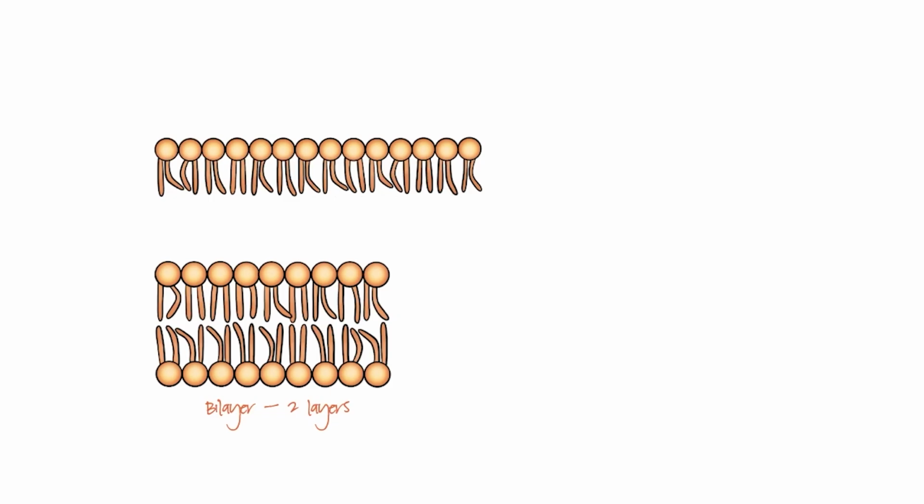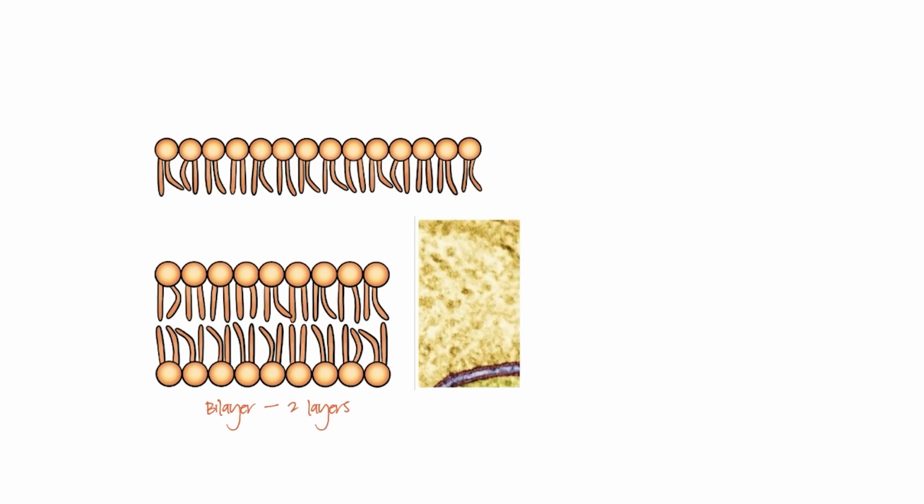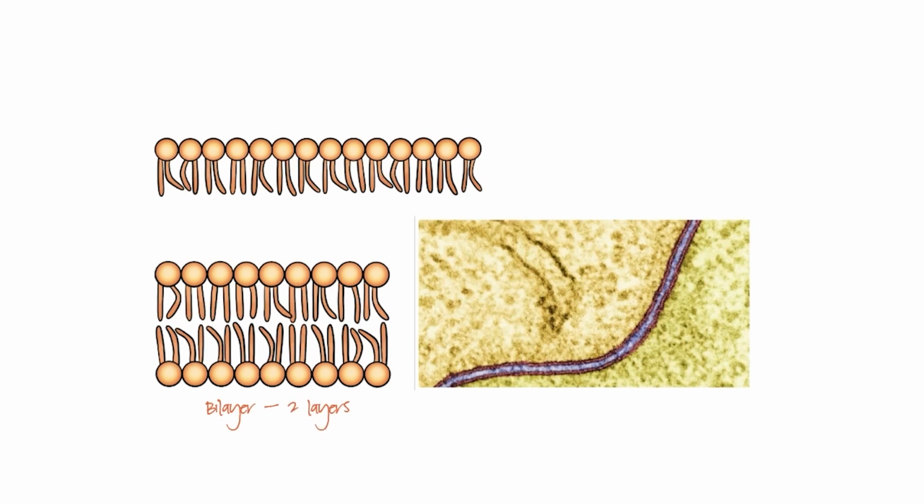We'll talk about why the phospholipids arrange themselves in this way in a bit, but for now, understand that the cell membrane is made up of a phospholipid bilayer. Now, here's where it can get a little confusing, so let's understand this properly. While the phospholipids are arranged in 2 layers, when you look at the cell membrane under an electron microscope, it looks like there are 3 layers.